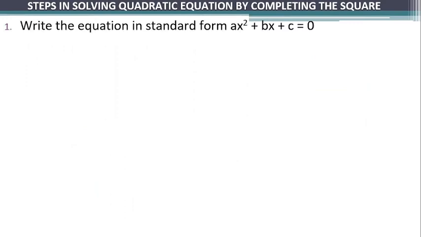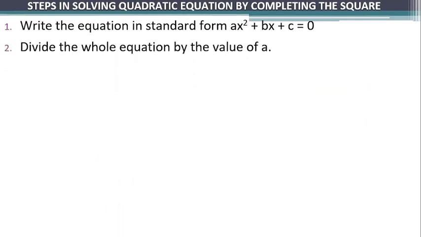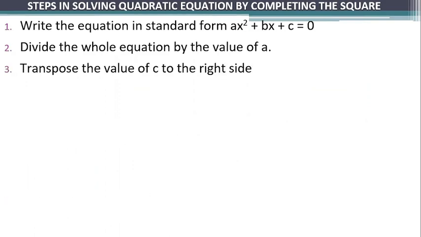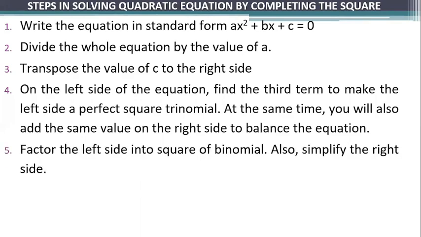Next, let's have the steps in solving your quadratic equation by completing the square. So first, write the given equation in ax squared plus bx plus c equals 0. Next, divide the whole equation by the value of a. Transpose the value of c to the right side. On the left side of the equation, we have to find the third term to make the left side a perfect square trinomial. And at the same time, you will also add the same value on the right side to balance the equation. Factor the left side into the square binomial and also simplify the right side.